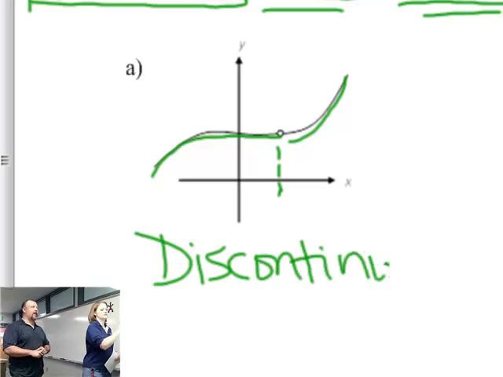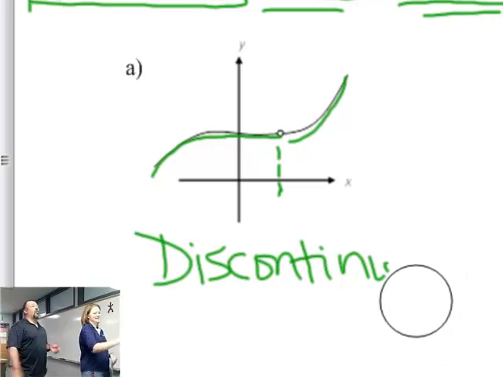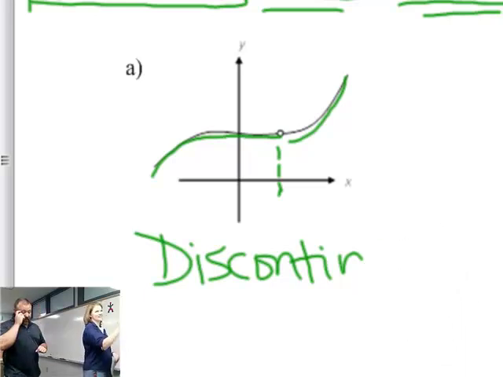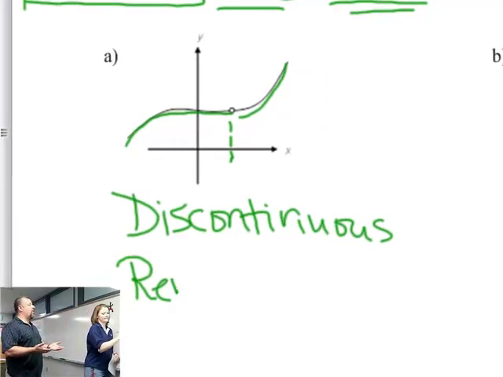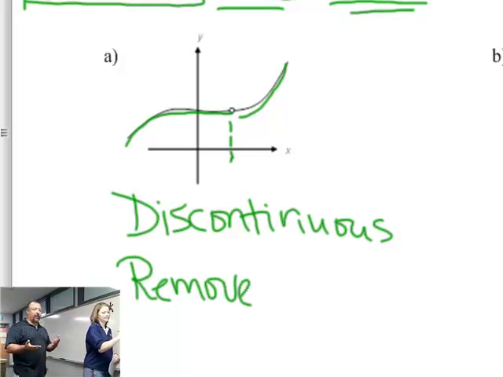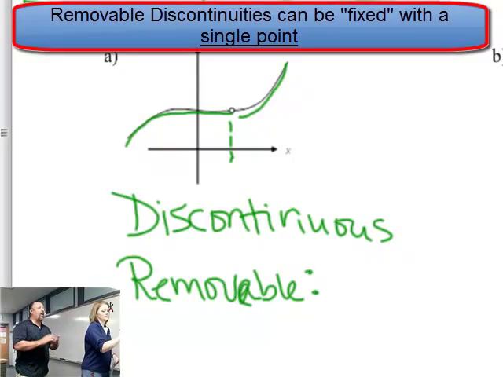Discontinuous. And a non-removable discontinuity and a removable. Hold on, removable discontinuities first. A hole is the only removable discontinuity because you can fix it with one point. You can either define or redefine one single point. That's the official definition of removable.